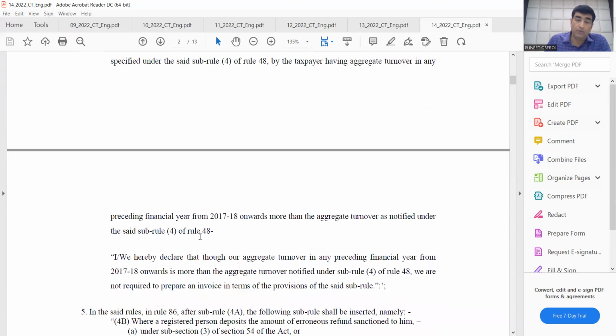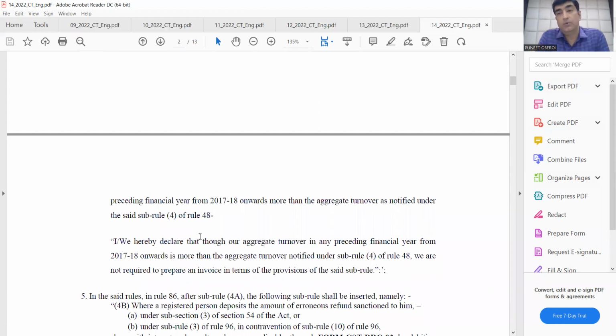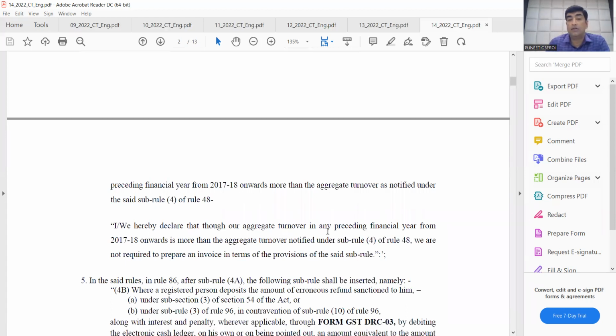So this is basically for those people who are not required to issue e-invoices despite their aggregate turnover exceeding the threshold limit required for issuing of e-invoices. So all those people who are not required to issue e-invoice, but their aggregate turnover is more than the aggregate turnover prescribed for issuing e-invoice, which is 20 crore at the moment, they have to make a declaration at the end of the invoice that we declare that though our aggregate turnover in any preceding financial year from 17-18 onward is more than the aggregate turnover notified under sub-rule 4 of Rule 48, we are not required to prepare an invoice in terms of the provision of said sub-rule.